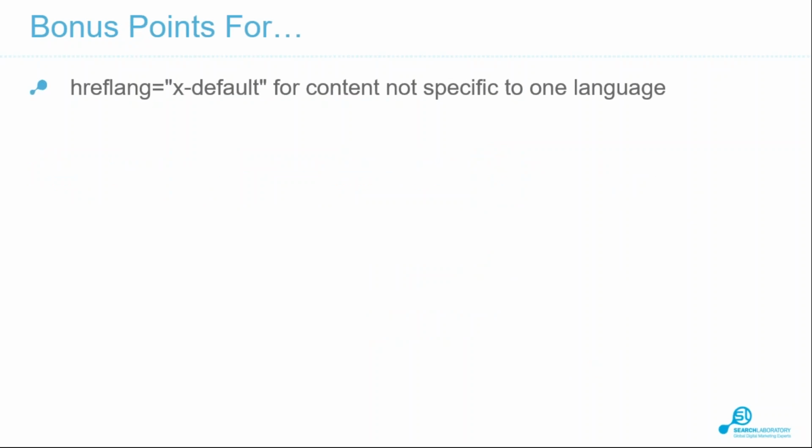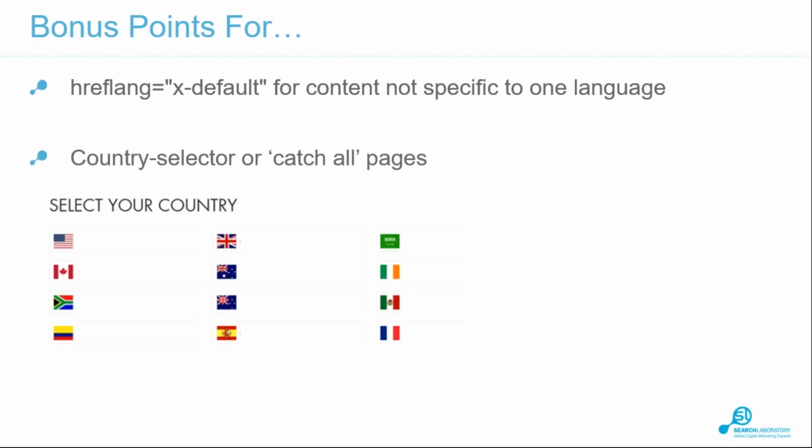Another element of hreflang would be to use the x-default tag. Now this really covers any content that's not specific to one particular language. So a couple of good examples where you might use this code is on a country selector page or a catch-all page for any users for whom you don't have a specific piece of content that you want to target towards.